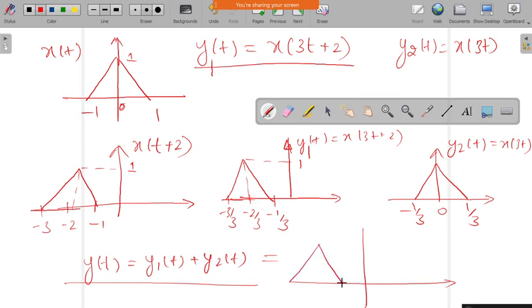You are going to get it like this. That is minus 1, minus 2 by 3, minus 1 by 3, 0, plus 1 by 3. So this is your y of t. If I add these two, y1 of t plus y2 of t, we are going to get the amplitude value as 1, from minus 1 to plus 1 by 3. So got it? Is it understood? Any doubt in this?